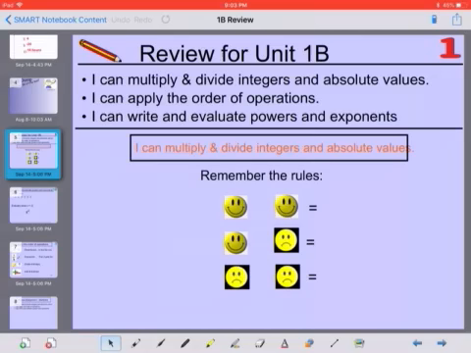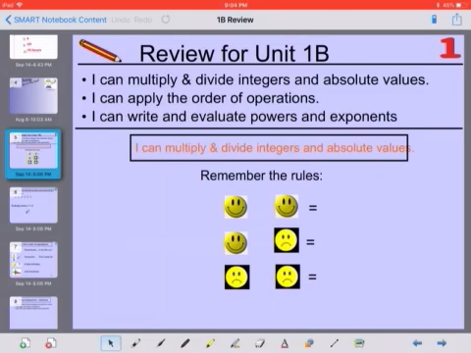Good morning. Today we are doing lesson 1B, the review for this unit, and these were the learning targets that we learned. I can multiply and divide integers and absolute values. I can apply the order of operations, and I can write and evaluate powers and exponents.